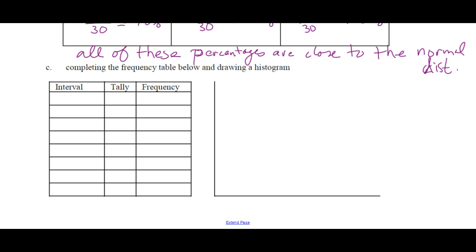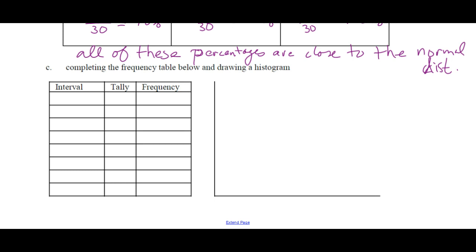Okay, what we're going to do now is complete the frequency table below and draw a histogram. So that means I need some intervals, right? And if we look back at the normal distribution, what do we got? 2, 4, 1, 2, 3. So we got about 6 intervals in a normal distribution, right? Within 1, within 2, within 3 standard deviations. And we know that all of our data here actually lies within 3 standard deviations, right? So what we're going to do is split this into 6 intervals, okay?